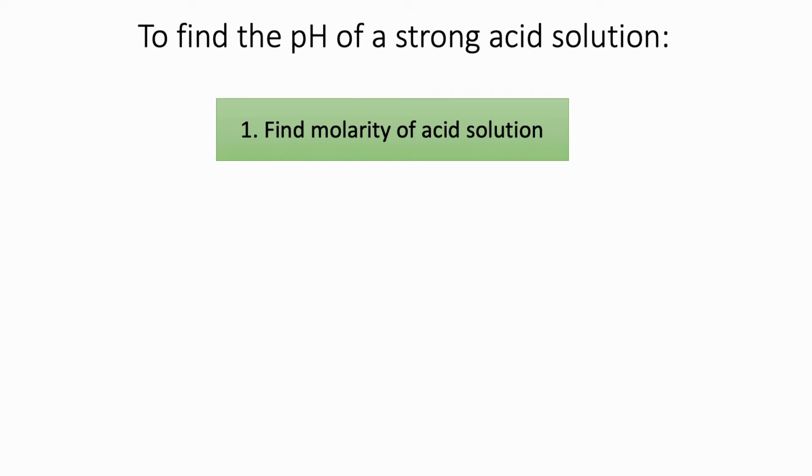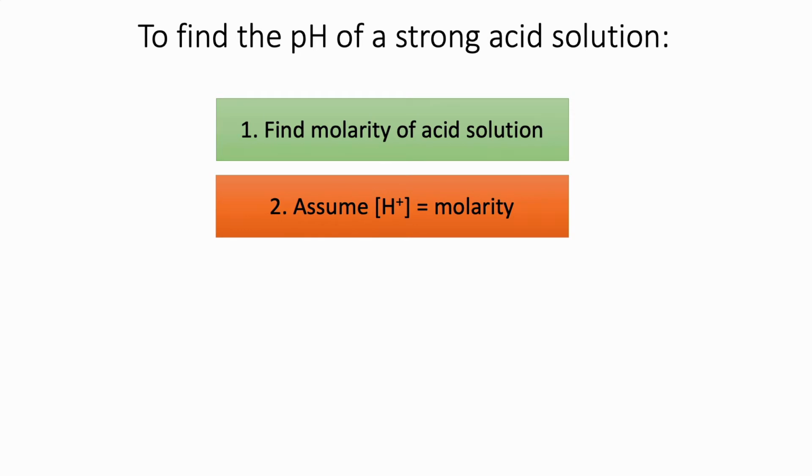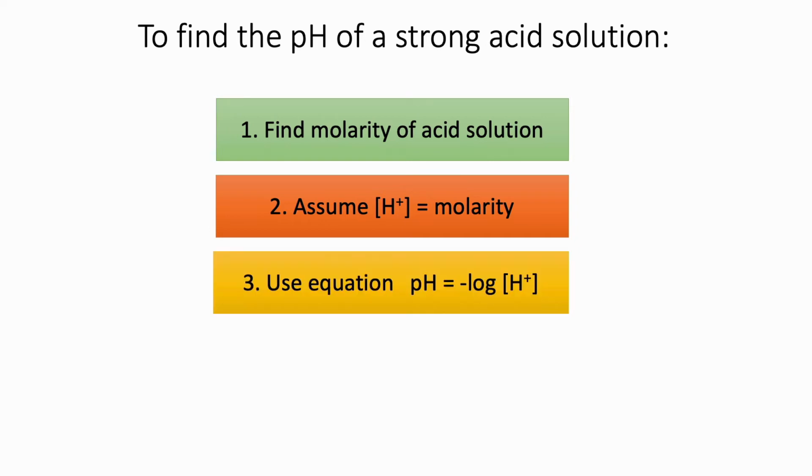And this is a three-step process. First, we're going to find the molarity of our acid solution and basically just pick it out of the problem. Second, we're going to assume that because it all dissociates, our H plus concentration in the solution is going to be equal to the molarity of the acid that we created. And third, we're going to use the equation pH equals negative log of H plus to calculate the pH of the solution. So let's try that on a problem.